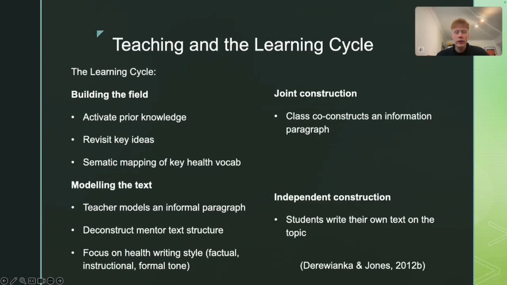Once we complete the reading stage, the students will then go into the writing stage. The writing stage uses the learning cycle, which we would teach the students but also incorporate into our lessons itself. The learning cycle is broken down into 4 key areas. This includes building the field, modeling the text, joint construction, and then finally independent construction.